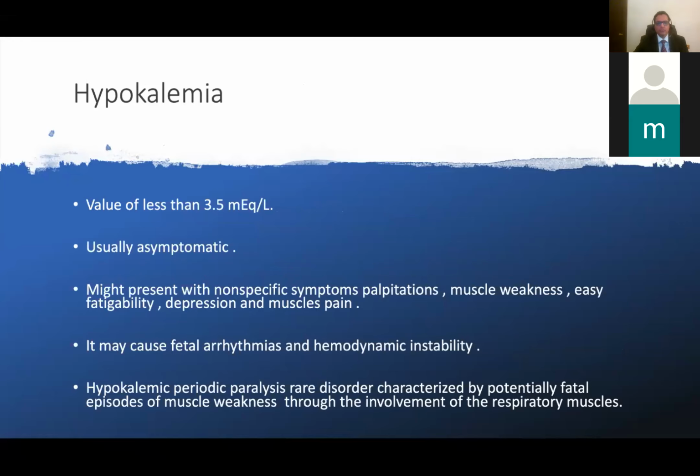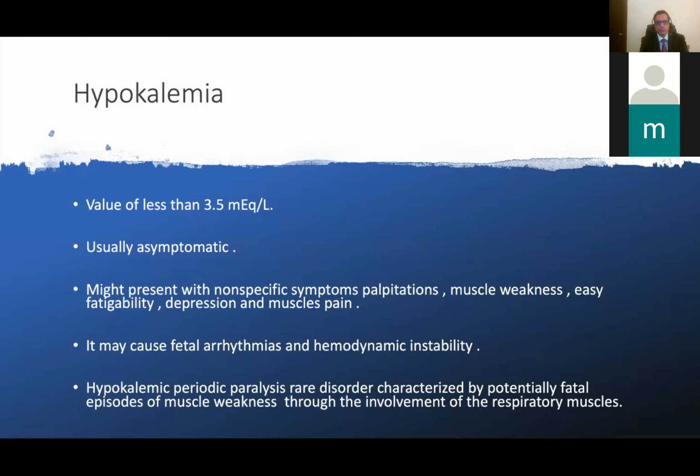I will go to the other very important and common electrolyte abnormalities that we face in emergency departments. I will talk basically about hypo and hyperkalemia briefly, both abnormalities of potassium. So hypokalemia is defined as a potassium level less than 3.5. Usually, again, our patient will be asymptomatic. They might present with non-specific symptoms such as palpitation, muscle weakness, easy fatigability, depression, muscle pain.